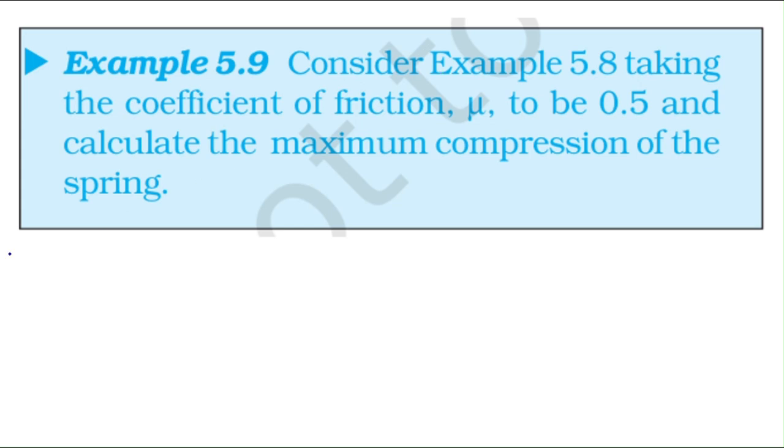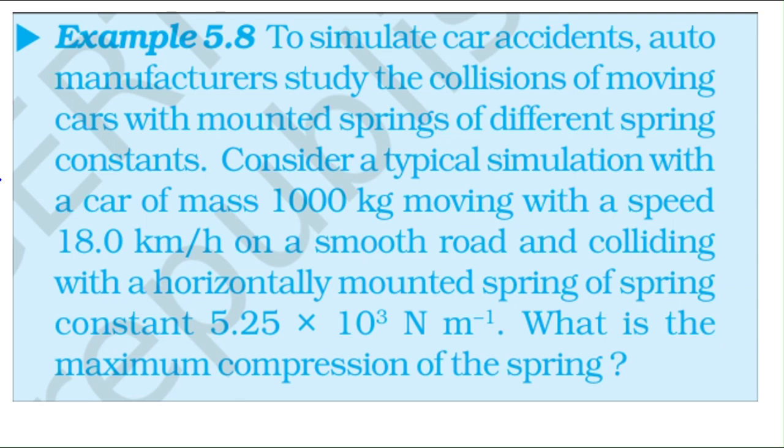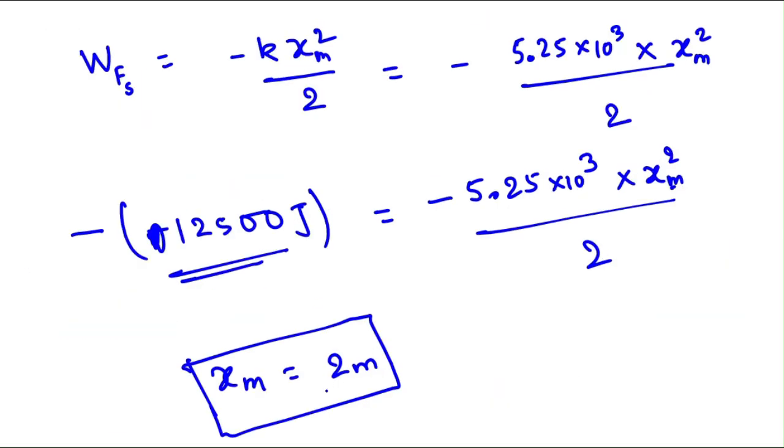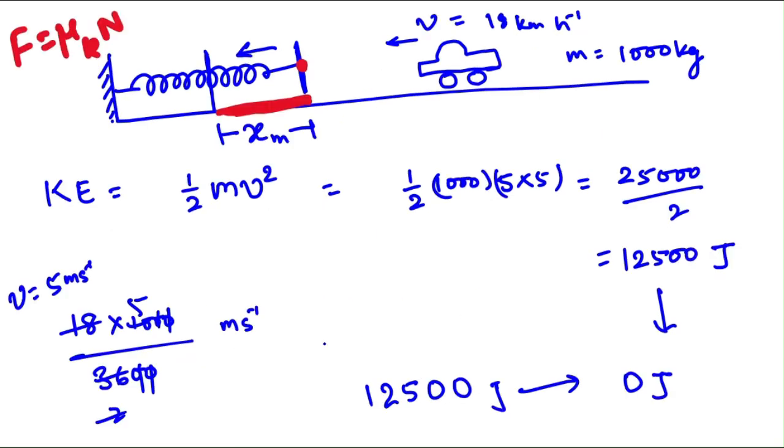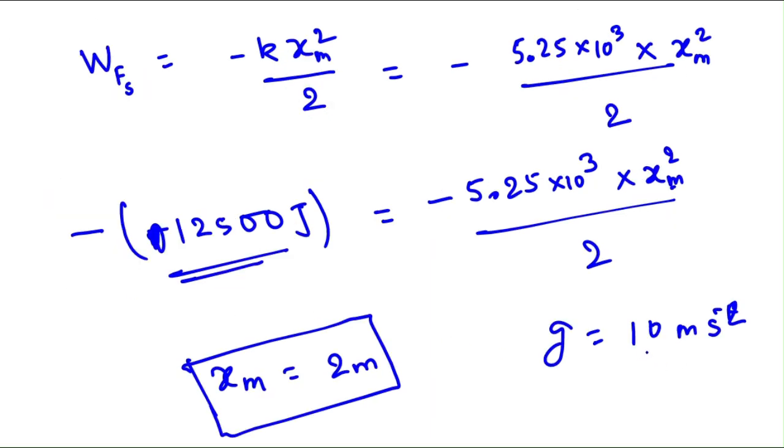Let's continue our discussion. In the last video, we discussed an example. Here it is, example 5.8. And this example was quite simple. You can see we have solved it, and we got some value of maximum x here, 2 meter. And one thing here, g has been taken to be 10 meter per square second to keep the calculation simple. So instead of 9.8 meter per square second, we have chosen g to be 10 meter per square second.